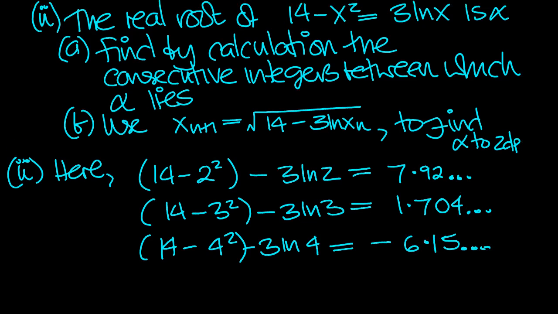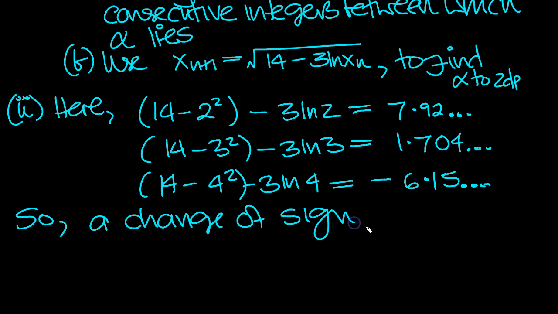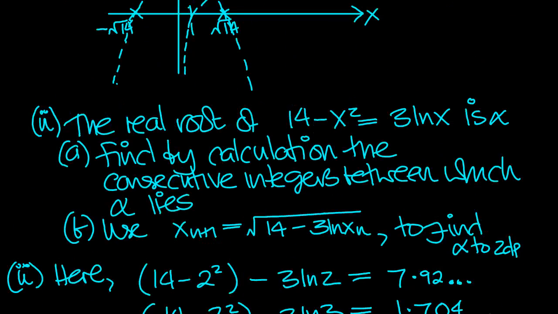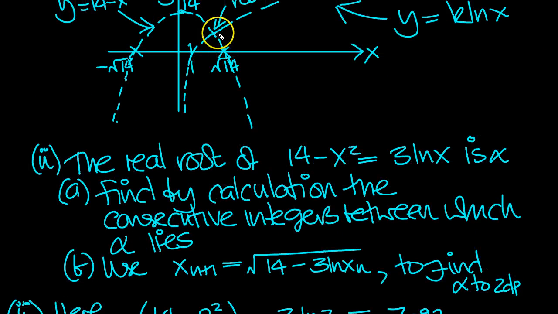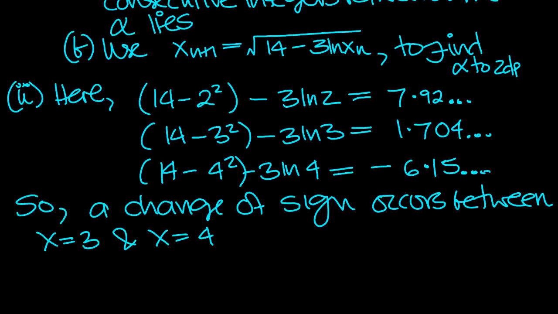So a change of sign occurs between x equals 3 and x equals 4. So if we go back to the sketch, the 3 must have been here, so this must be just past 3, and 4 would be up here, but still 3 could be here, and that's just after it, so to speak. So we've done that then.